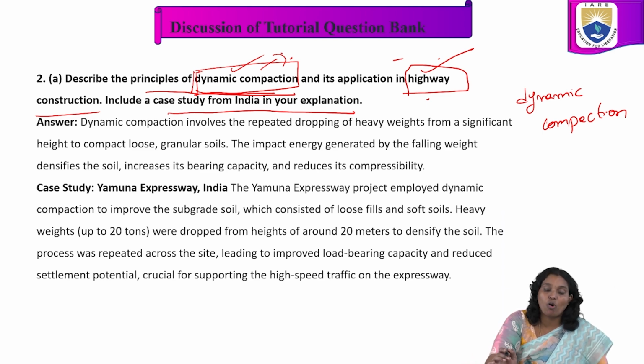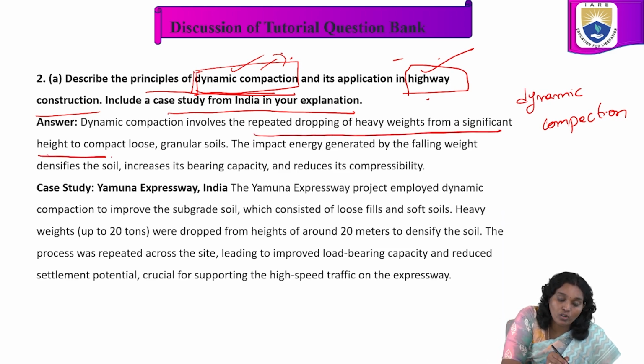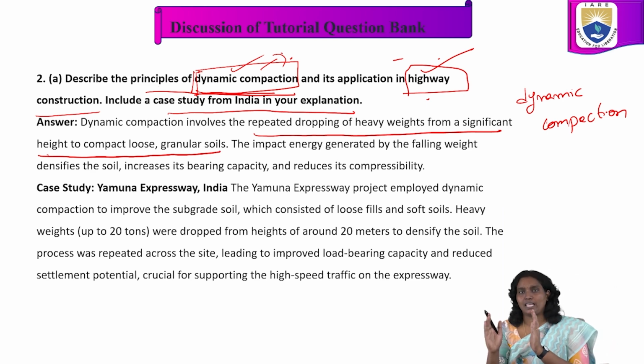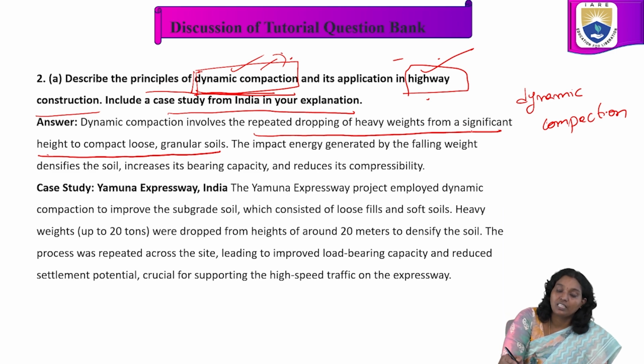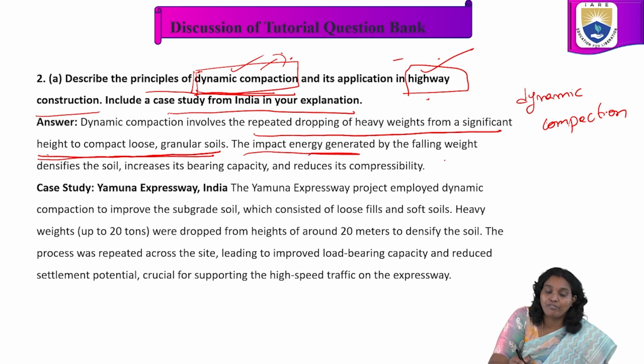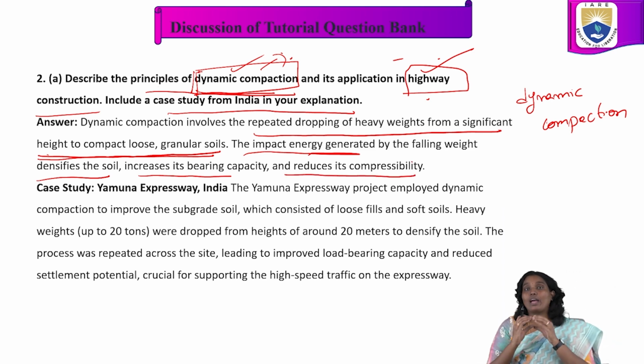Now here, dynamic compaction involves the repeated dropping of heavy weights from a significant height to compact loose and granular soils. For any type of technique, the process is there. In some techniques, they drive something in, we insert it. In some techniques, we add mixtures, some material. So the process is from a significant height to compact granular soil. The impact energy generated by the falling weight densifies the soil, increases the bearing capacity and reduces its compressibility.